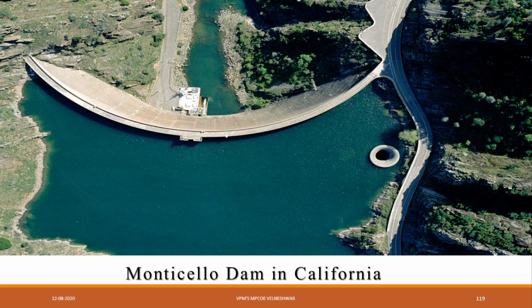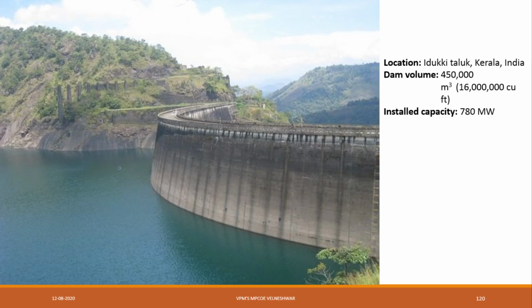Now, this is one type of arch dam, which is located in California. Now coming to India, this one is located in Kerala. The dam volume is 4,50,000 cubic meters, and the installed capacity is 780 megawatts. This is in our India, and we can say this is our largest arch dam in India also.